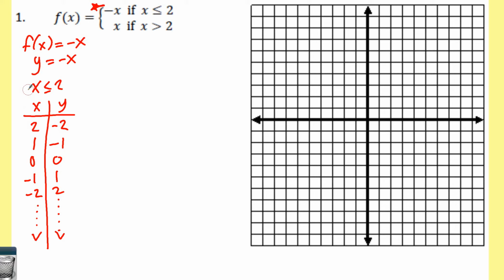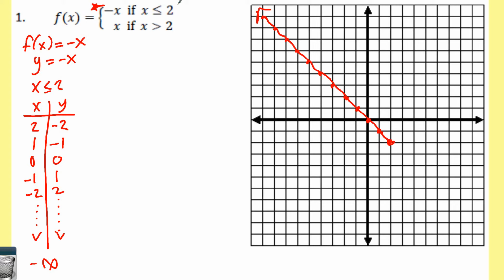So let's look at my graph. We're going to plug in 2, -2, 1, -1, 0, 0, -1, 1. As you can see, I've got a pattern going, so I'm going to continue it all the way to the edge of my graph, because I know it's going to keep going towards negative infinity. But the right-hand side has to stop at 2. I could be terrible at drawing a line, but as long as my points are in the exact spot, I'll know I did it right.